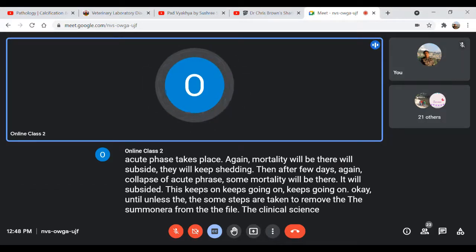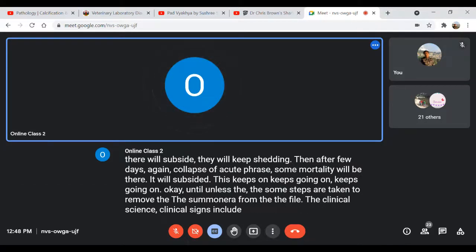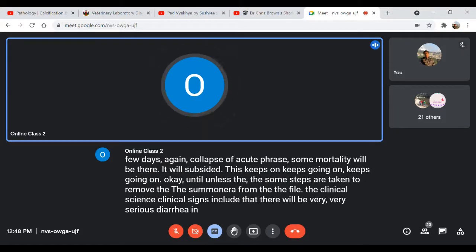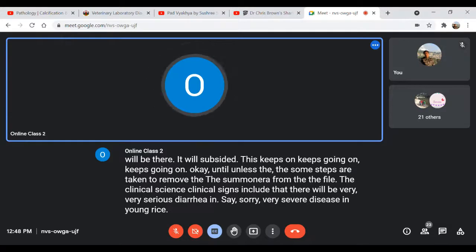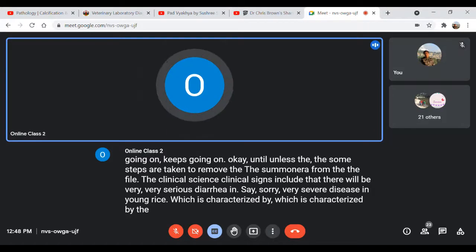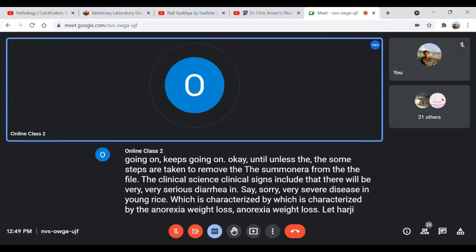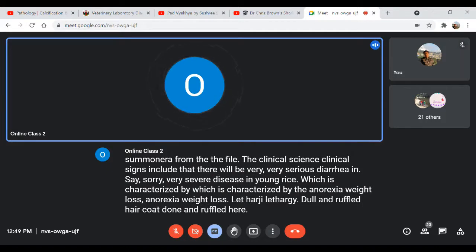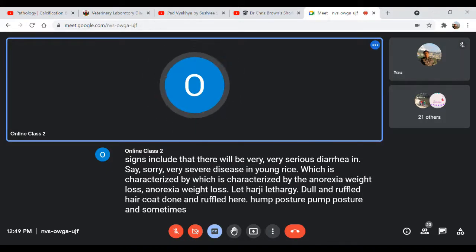The clinical signs include that there may be very severe diarrhea in very severe disease in young mice, which is characterized by anorexia, weight loss, lethargy, dull and ruffled hair coat, humped posture, and sometimes conjunctivitis.